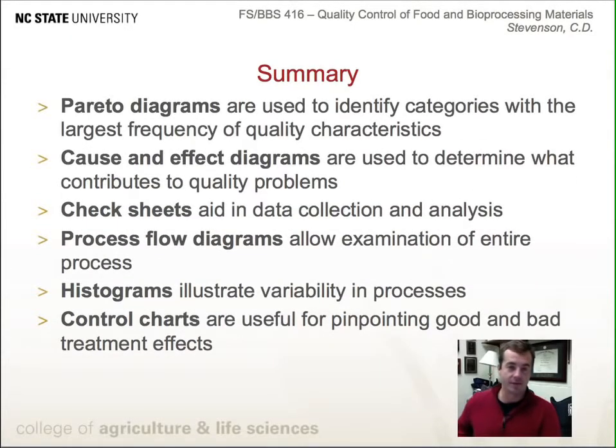This concludes this lesson. In summary, we talked about how Pareto diagrams are used to identify categories with the largest frequency of quality characteristics. We talked about how cause and effect diagrams are used to determine what contributes to quality problems. We showed how check sheets aid in data collection and analysis. We talked about how process flow diagrams allow us to examine an entire process. We showed how histograms illustrate variability in processes, and how control charts are useful in pinpointing good and bad treatment effects.